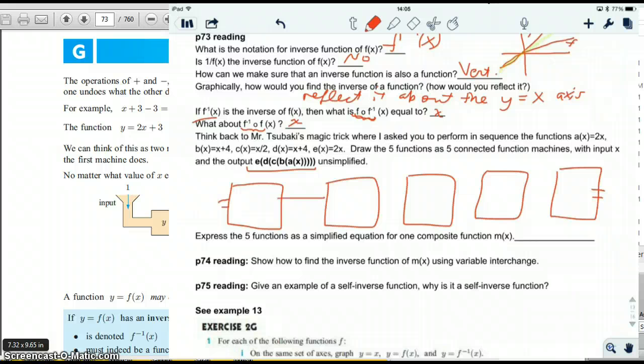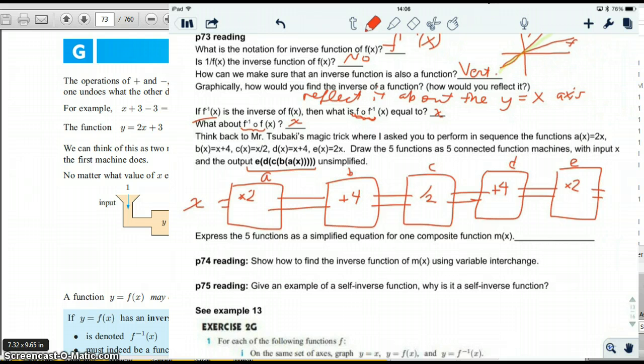Okay? So all these function machines are cascaded one to the other, and the first input you're going to give it is a number, let's say x, and then the first function machine box is going to multiply by 2, and the next box is going to add 4, and the next box is going to divide by 2, and the next box is going to add 4, and the next box is going to multiply by 2. And if you want to, you could name the function boxes A, B, C, D, and E.